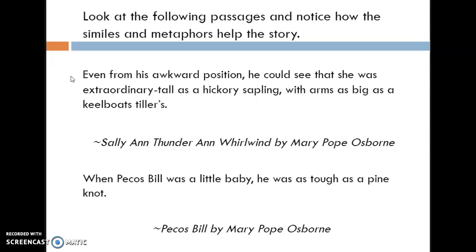So is that simile or metaphor? This is a simile, and we can tell because we have as big as. So we're comparing her height, she was extraordinarily tall, to a tree, and her arms to a keelboat's tillers. And then down here we have, when Pecos Bill was a little baby, he was as tough as a pine knot. Is that a simile or a metaphor?